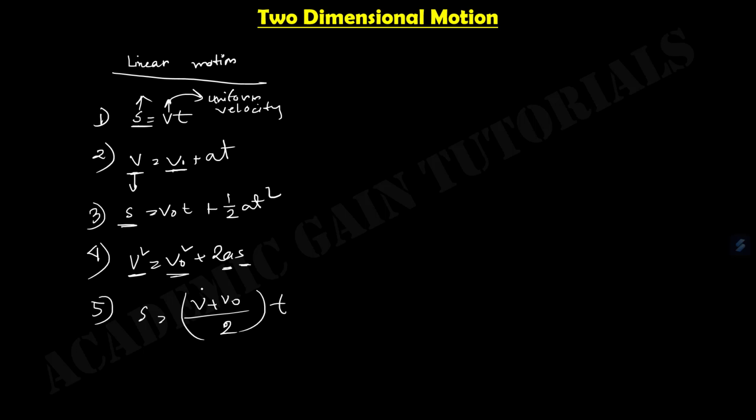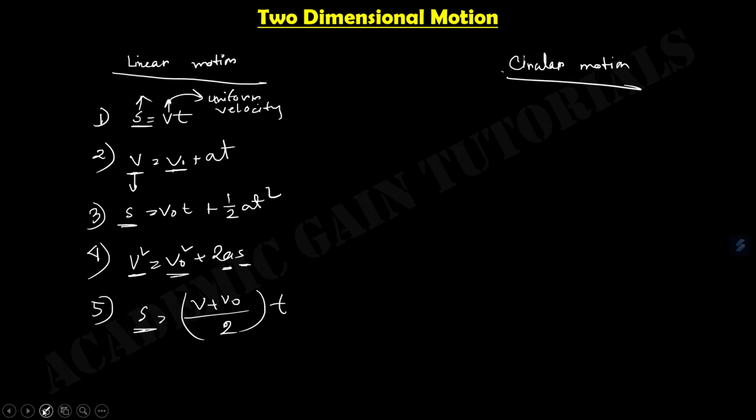Here v is our final velocity, v naught is our initial velocity, and t is the time. With this equation, if I know the initial velocity and final velocity, we can find the distance the body will travel after t seconds. So these are the five equations we derived in our linear motion chapter. If you want to learn more about these five equations, you can see our video in the linear motion chapter. By the help of these equations, we can derive the circular motion equations.